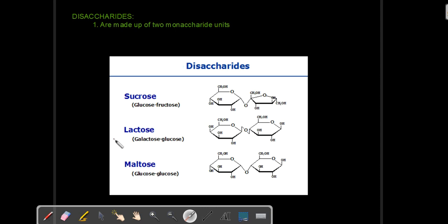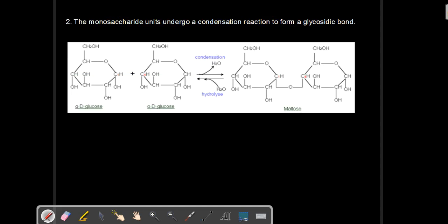Now one important thing that we must learn from these diagrams is that the 2 monosaccharide partners are connected to each other via a bond, and you see this bond in the center. This particular bond which connects 2 monosaccharide units is called a glycosidic bond or a glycosidic linkage. So let us try to understand how glycosidic bonds are formed. The reaction that gives rise to a glycosidic bond is known as a condensation reaction.